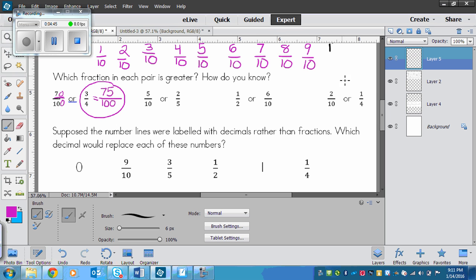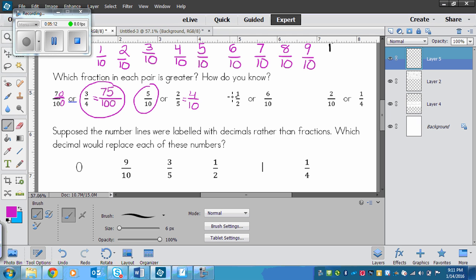You complete the other three, making sure that you change the denominator and also follow the numerator with it before deciding which one's larger. All right, so this one you should have got 4/10 over here is the equivalent fraction. So 5/10 is bigger.